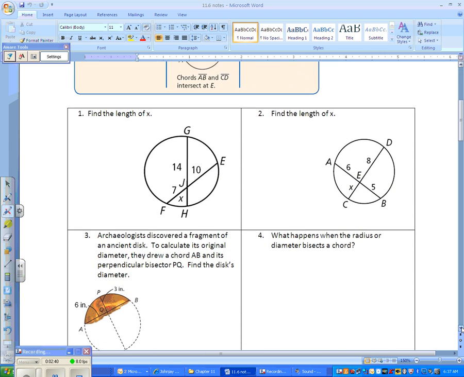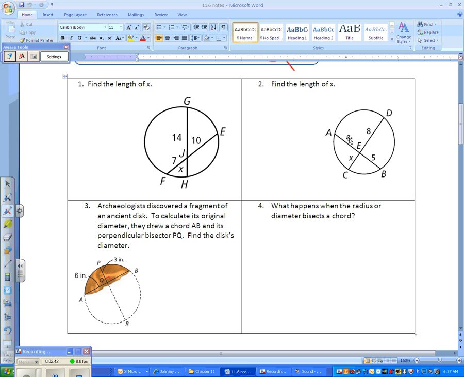So if you look at number 1 and 2, these are both chords. So we're going to use the chord-chord product theorem. So all you have to do is multiply the 2 parts of one, so that's 7 and 10, is going to equal the 2 parts of the other one, so 14 times x. So to solve for x, this is 70 equals 14x. Divide by 14, and you get your answer. So what's 70 divided by 14? 5. So x equals 5. And again, if you want to plug it in to make sure it works, you're more than welcome to. Okay, so you're going to do the same thing for number 2.